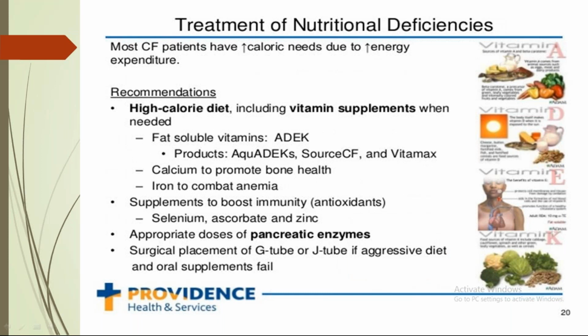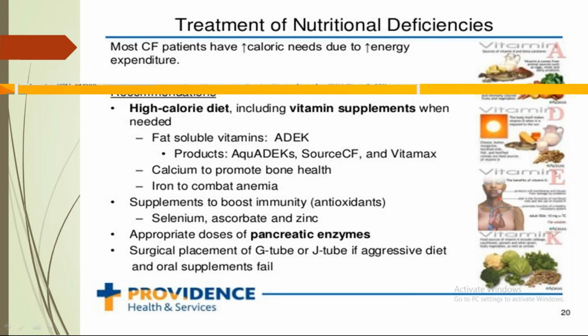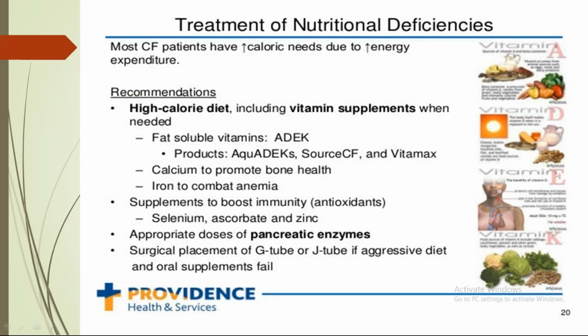Coming to the nutritional support, most patients have increased caloric needs due to increased expenditure, and as there is malabsorption, we'll go for a high calorie diet, including fat soluble vitamin supplements like vitamins A, D, E, K. The combinations we'll use are Vitamax, Aquadex, Source CF, and calcium to improve bone health, and iron to combat anemia and to boost immunity.